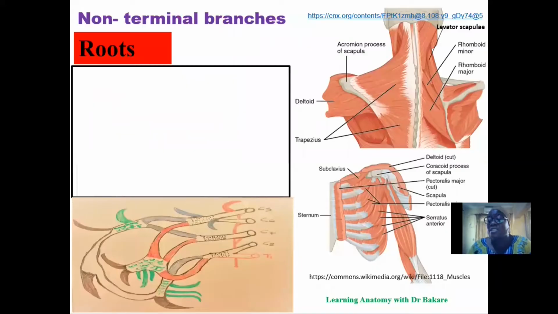So let's go to the non-terminal branches. The first region, of course, of the brachial plexus that we'll be looking into is the root, because that is like the origin of the brachial plexus. We also have a number of branches that emerge from the root of the brachial plexus. So let's look through this to see what they are and also what they innervate.